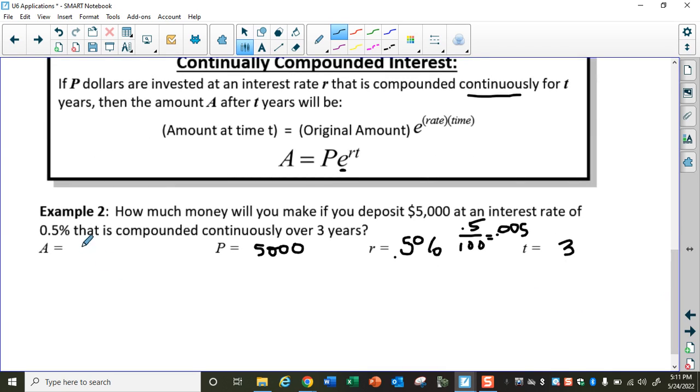So if I'm solving for A, A would equal 5,000. Now you just substitute into the formula. 5,000 times E, and you just type in E. And then my rate is 0.005 times the time, which is 3. And you just type that into Desmos, and you will get your answer.